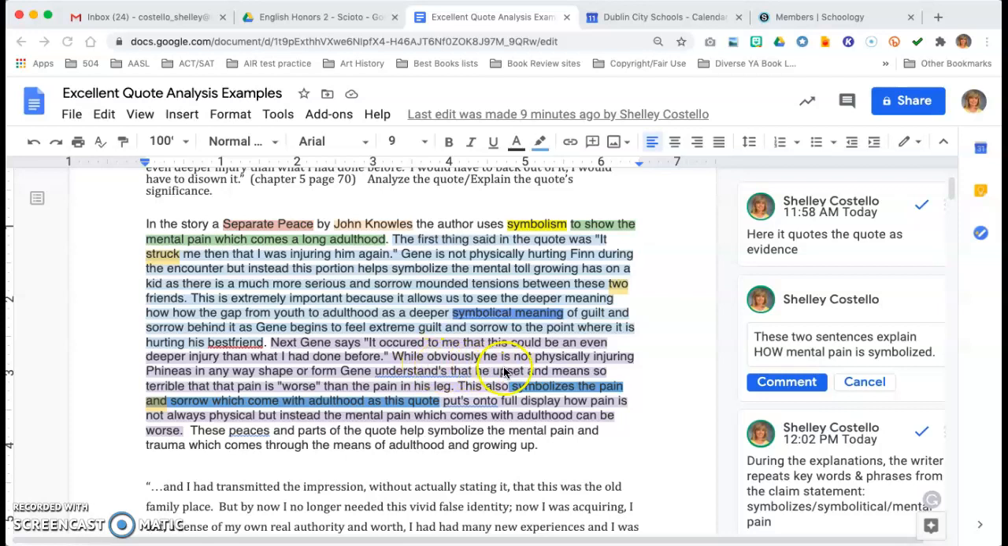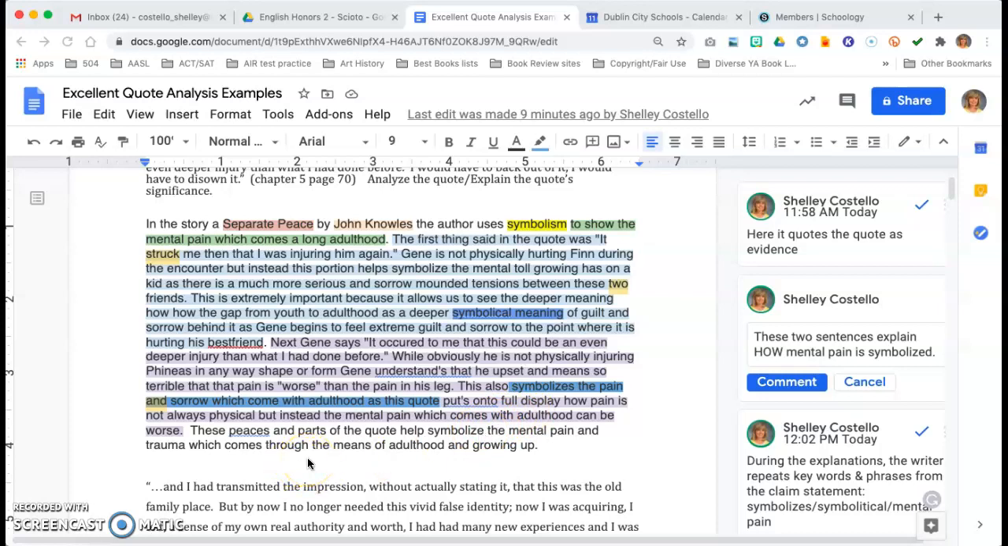While obviously he is not physically injuring Phineas in any way, shape, or form, Jean understands that he's upset and means so terrible that the pain is worse than the pain in his leg. This also symbolizes, see, there's repetition back to the key words from the claim statement. Symbolizes the pain and sorrow which come with adults, as this quote puts onto full display how pain is not always physical, but instead the mental pain which comes with adulthood can be worse.